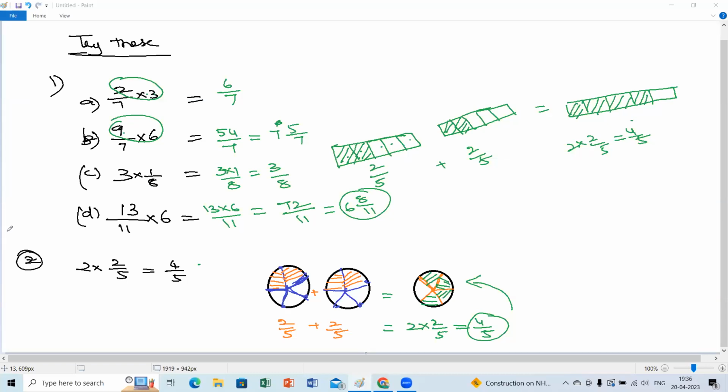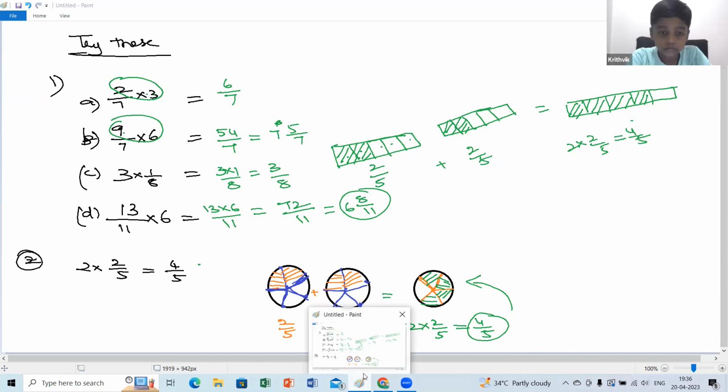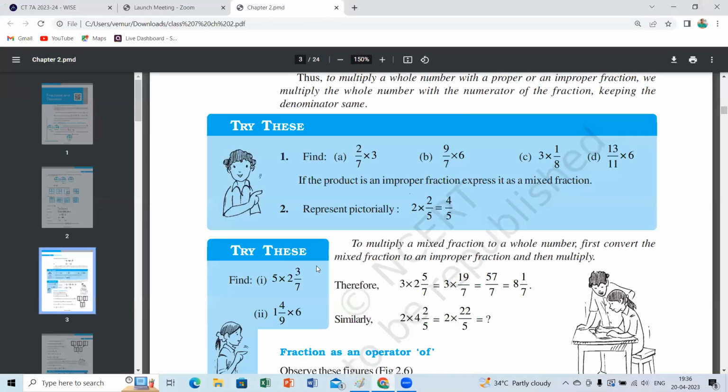Leshita, check once C bit. C bit and D bit. Leshita, check once C and D. Ritvik, are you doing? Ma'am, I'm sending answers. Okay. Second, try this also. You have to start doing, children.